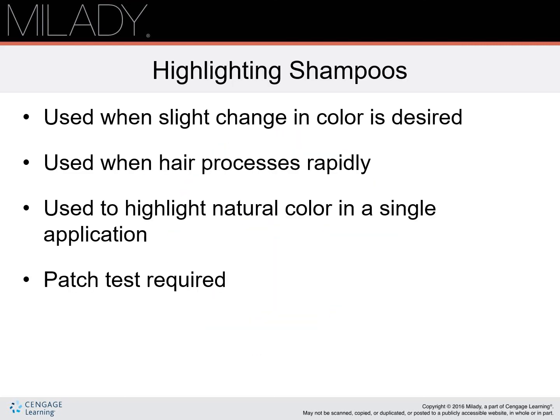So the last thing we're going to talk about in this section is highlighting shampoos. Highlighting shampoos are prepared by combining permanent hair color, hydrogen peroxide, and shampoo. And I know you're thinking, oh no, that's a lot. They are used when there's only a slight change, maybe like one level in desired change, when the hair is going to process pretty rapid. So this is a single application. You can highlight a natural color in a single application. You have to be very, very careful. Again, this is for a very slight change.